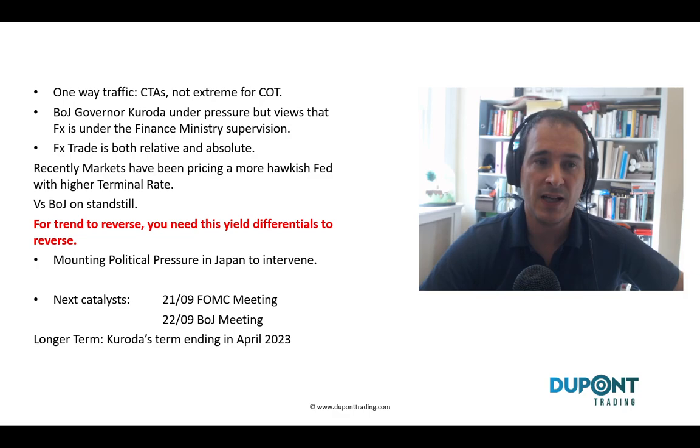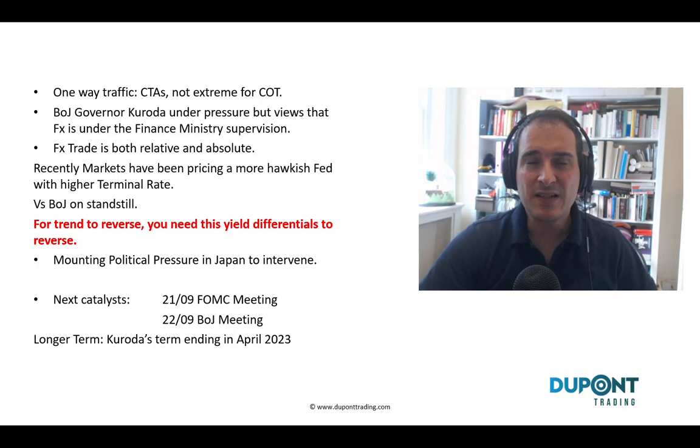Relative because you need to be looking at one currency versus the other. In that case, that is the US dollar versus the Japanese yen. And as well, this is an absolute case because you need to be looking at both the strengths of the US dollar and the Japanese economy.